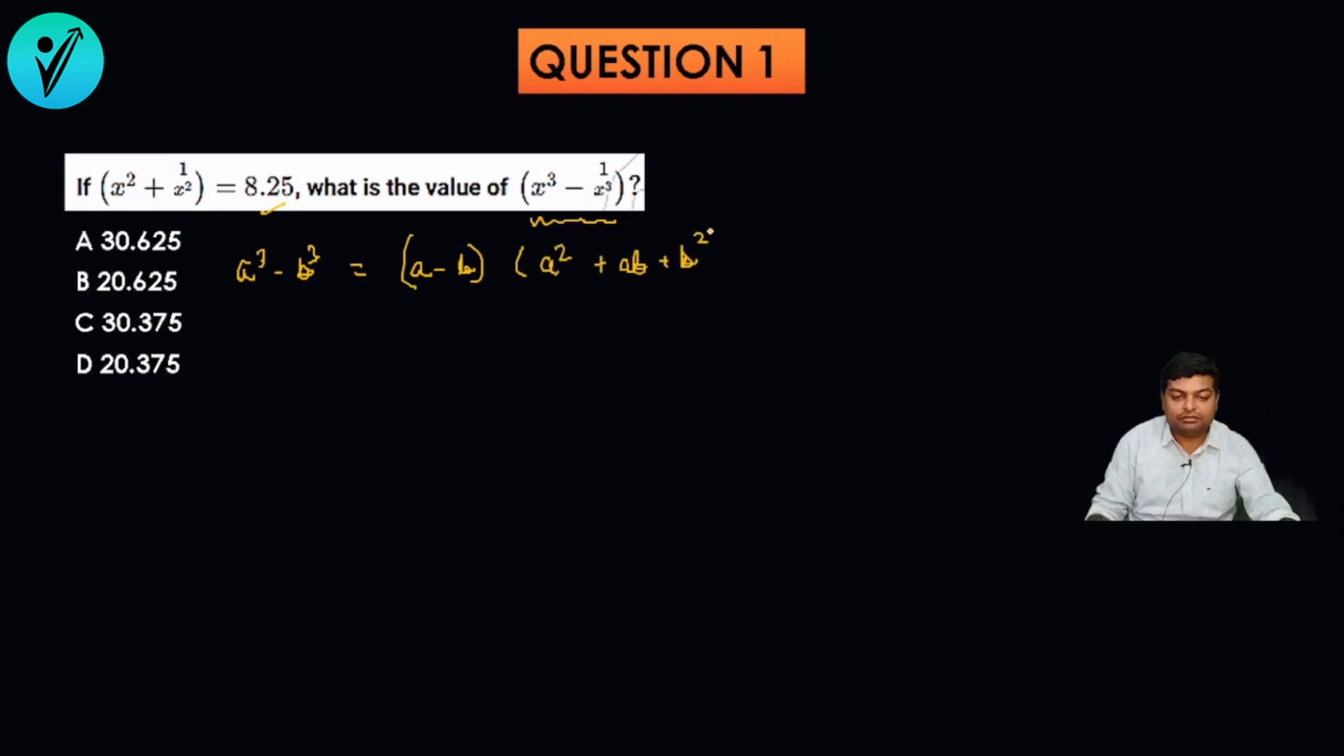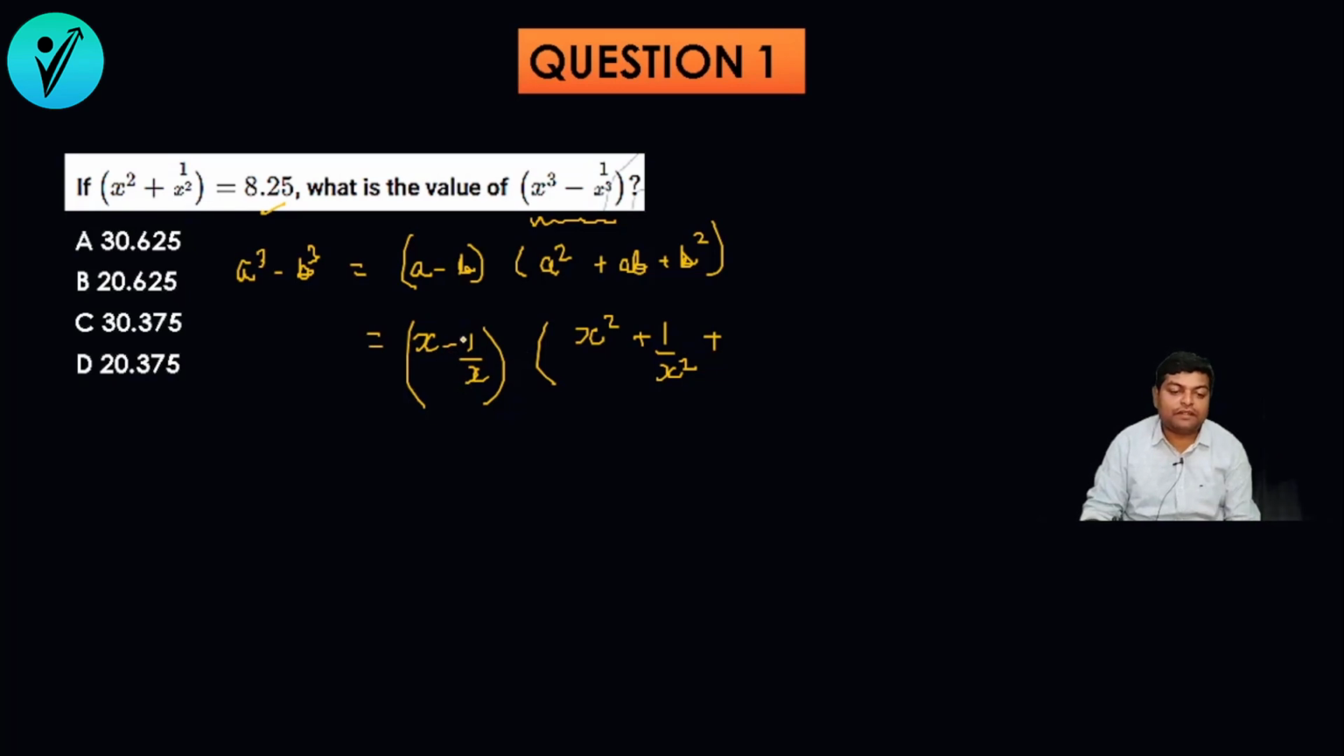So if you want to get the value of x cube minus 1 by x cube, I simply need to get the value of x minus 1 upon x, into, writing a square and b square together, x square plus 1 upon x square, and plus ab. If this is a and this is b, the product a into b will simply be 1. So write simply 1.